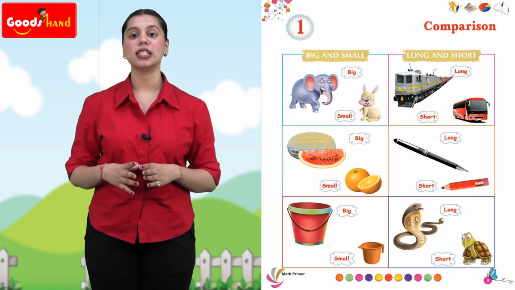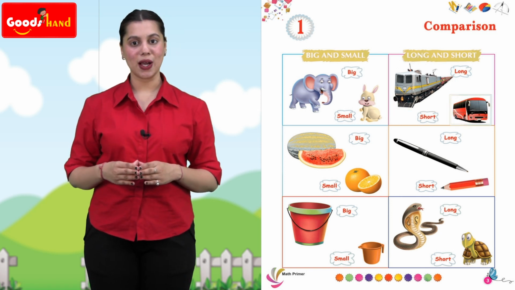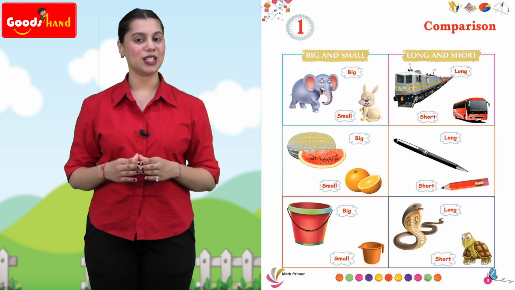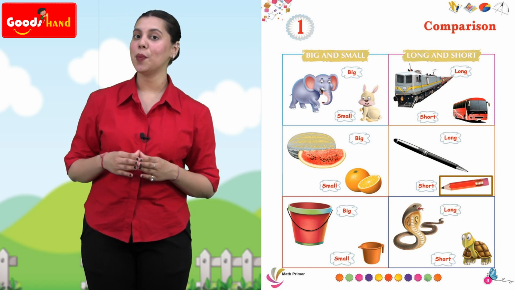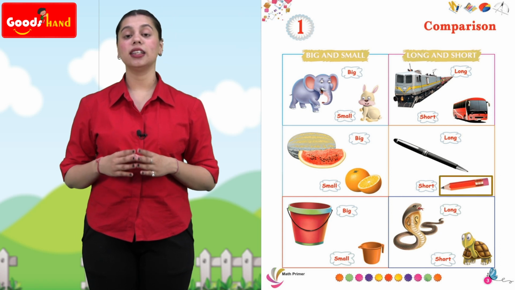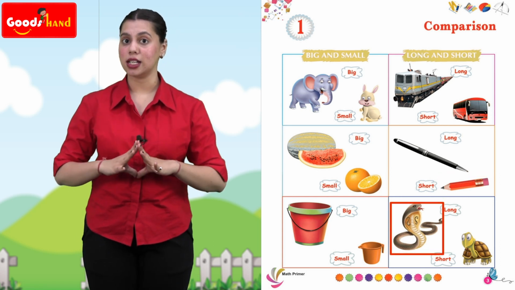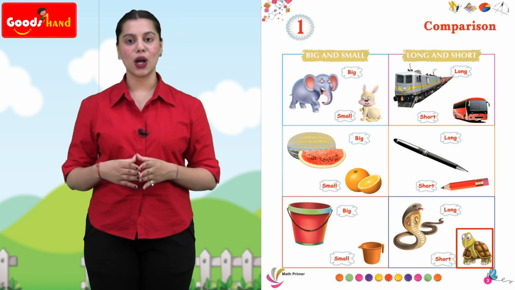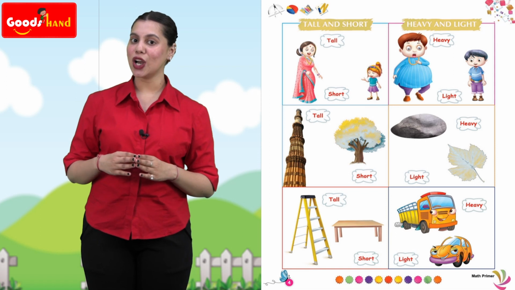Now we will learn the long and short. The train is long and the bus is short. Now we will learn about the pen. Pen is long, and the pencil is shorter than the pen. Now we see the snake, which is longer than the turtle. The turtle is short.